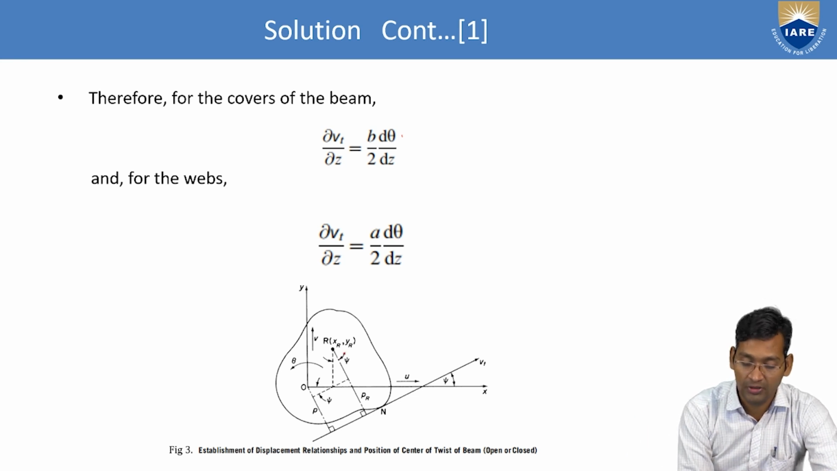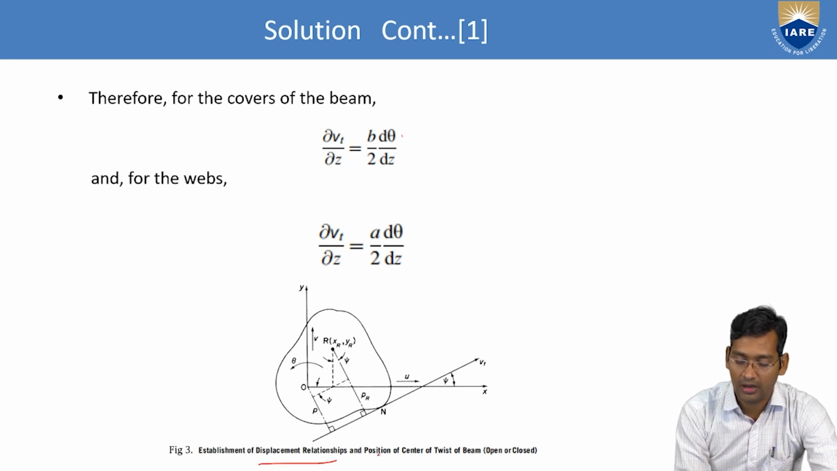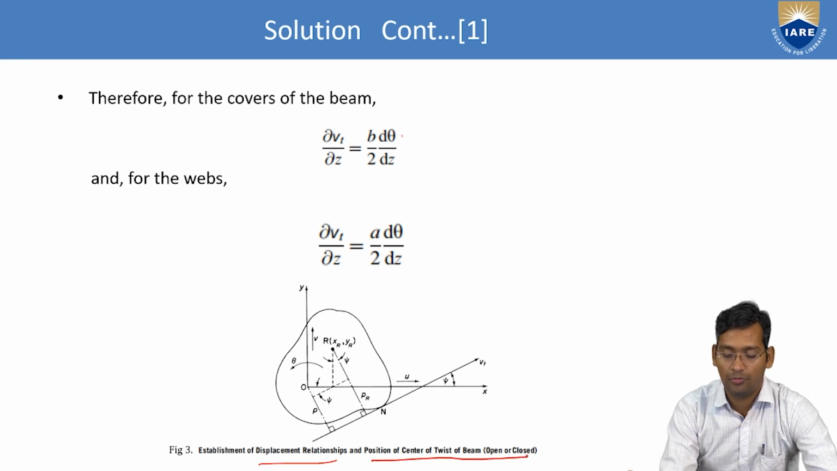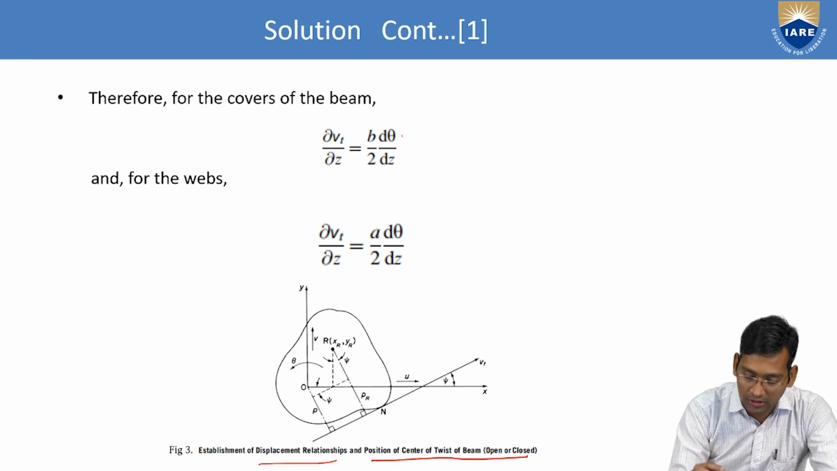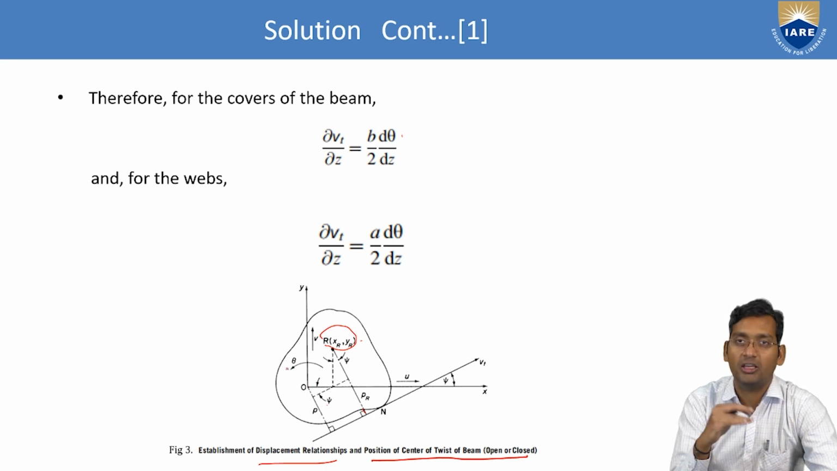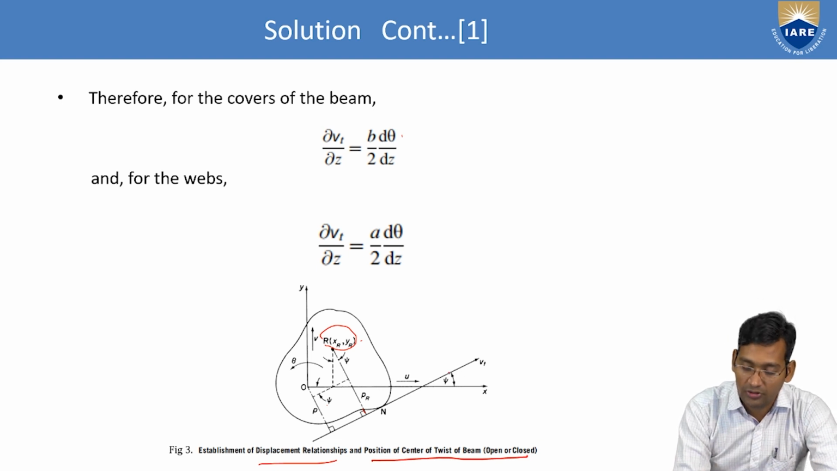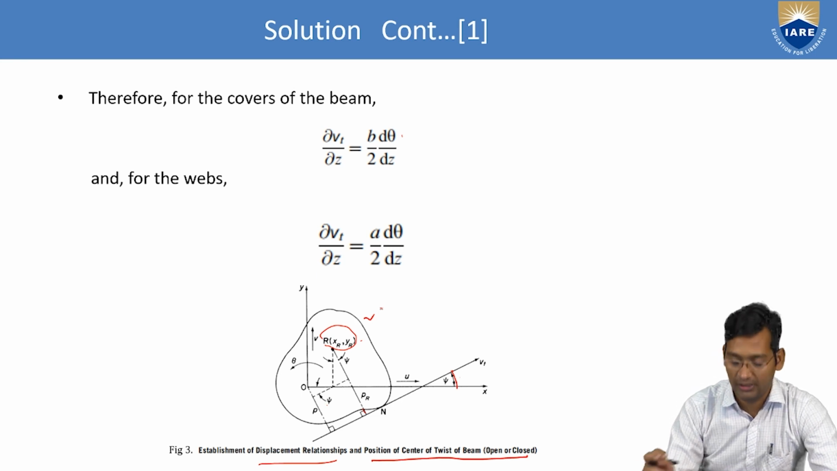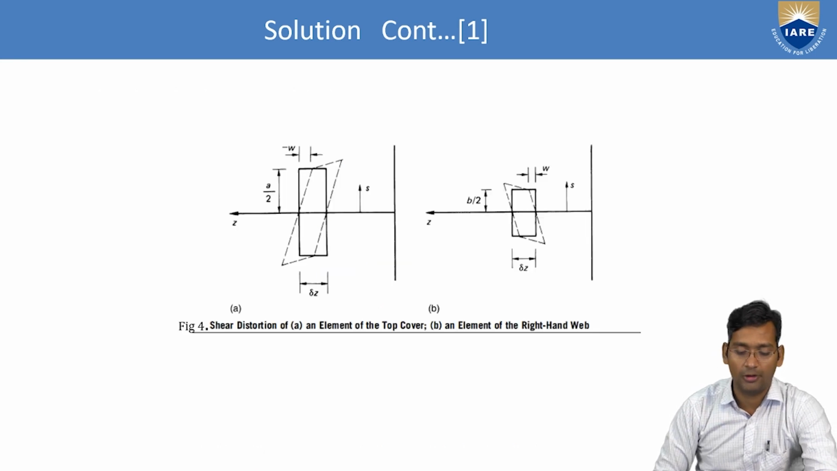Just see the figure here: establishment of displacement relation and position of center of twist of beam, either open or closed. This is PR, and the center R is given as XR comma YR, and that angle is given as psi. This is the velocity along the X direction, this is Y, and here is the angle of twist theta. This angle is psi, as we saw in the earlier figure, where I also explained it.